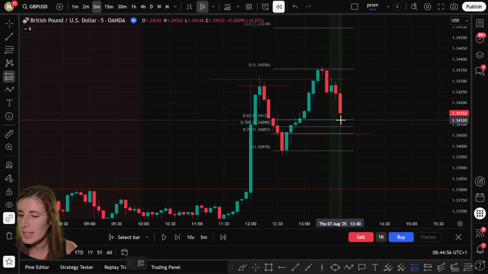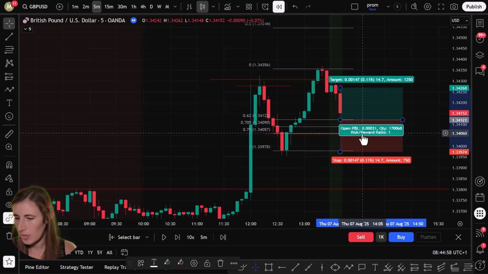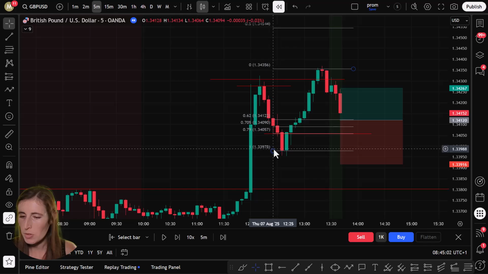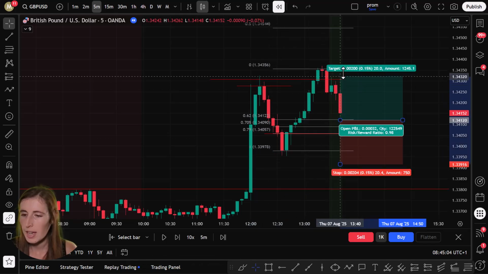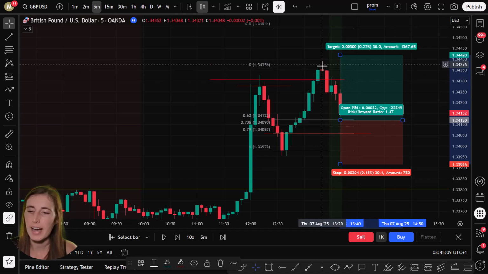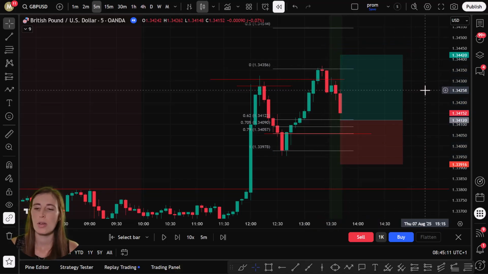So I look to place my entry here with a 20 pip stop, which was just below the structural support. And my target was a 30 pip target above the high here. So I'm aiming to make more than I'm looking to risk for the trade.